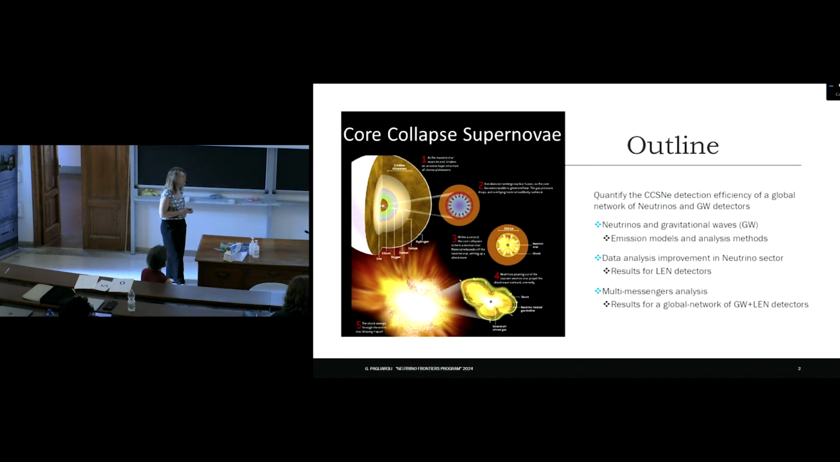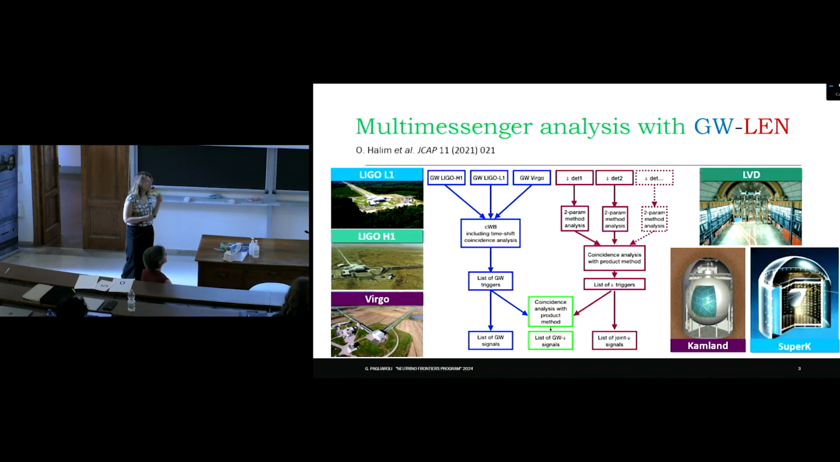And I will show you the data analysis that you can obtain improved in the neutrino sector by using some more defined shape parameter. And then finally, I will show the results of the multi-messenger analysis, taking into account both gravitational wave and neutrino. So let's start with the network of detectors that I'm going to consider.